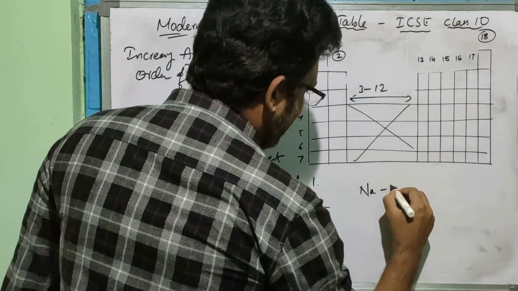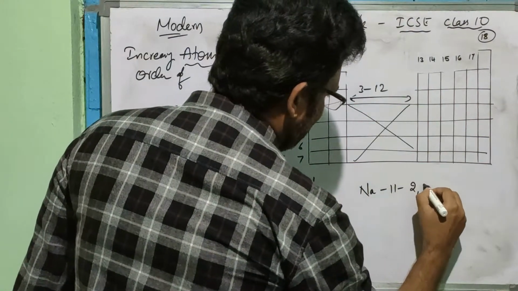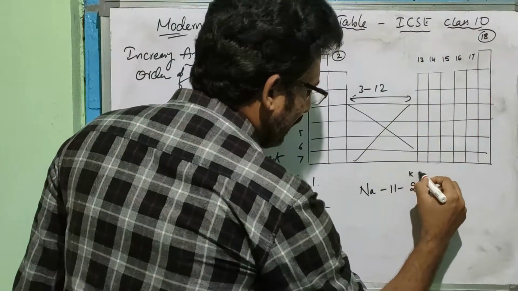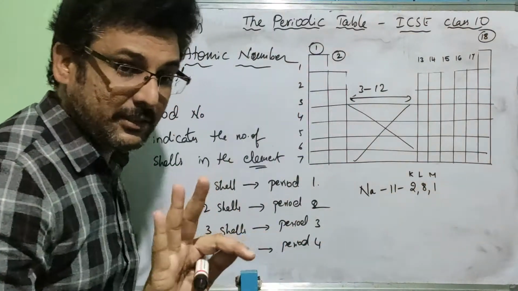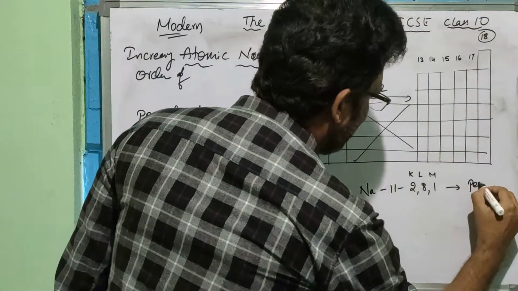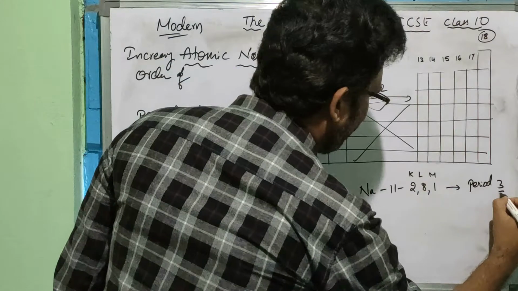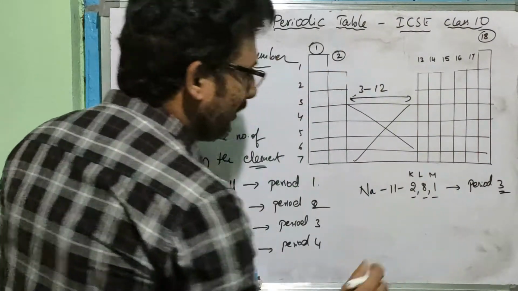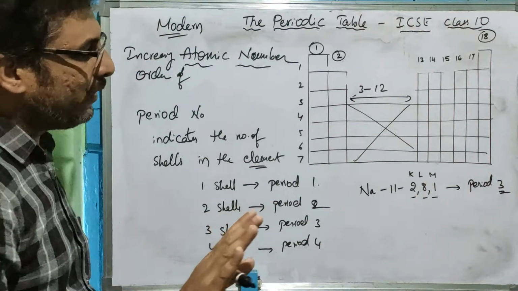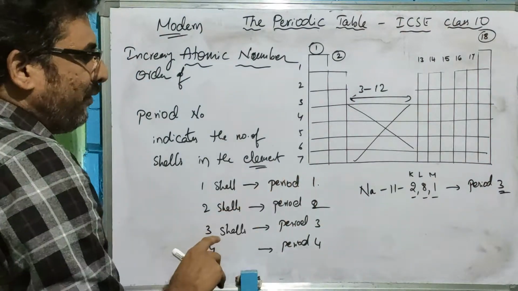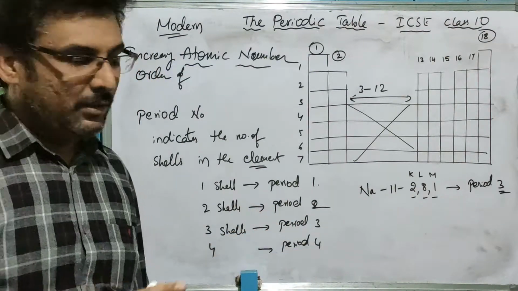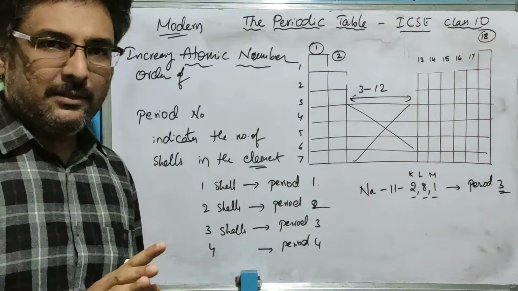Say, for example, sodium's atomic number is 11 and its electronic configuration is 2, 8, 1. So in this you have K, L, M, 3 shells, right? So sodium will be placed in period 3 because it has 1, 2, 3 shells. So sodium will go to period number 3. So now we can identify the period number of an element from its number of shells.